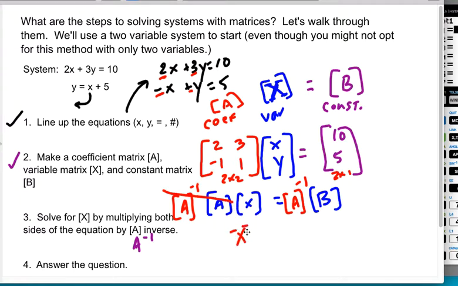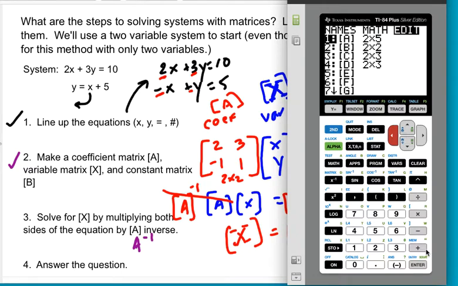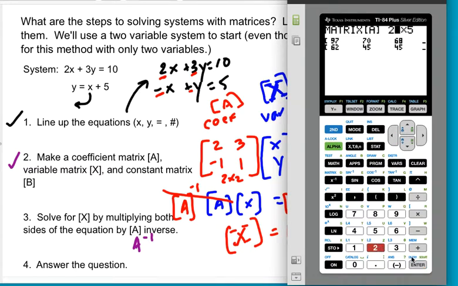And I'm going to get that matrix X, which is my variable matrix, is going to be equal to whatever this result is when I put this in my calculator. So if we were to walk through this in my calculator, let's quit out of this. I go to second matrix and edit. I'm going to make my A a 2 by 2 matrix that is 2, 3, negative 1, 1, and I double check that that's what it looks like.